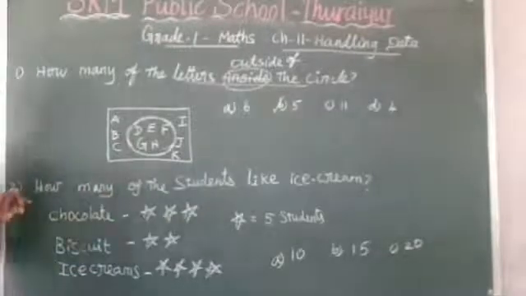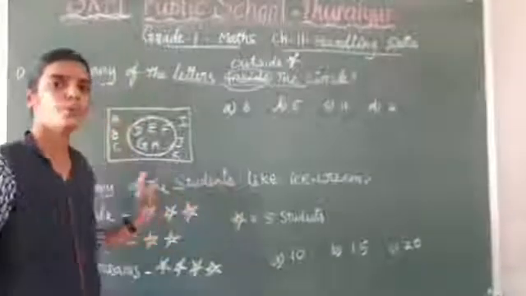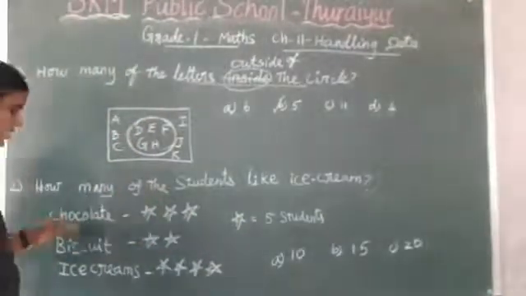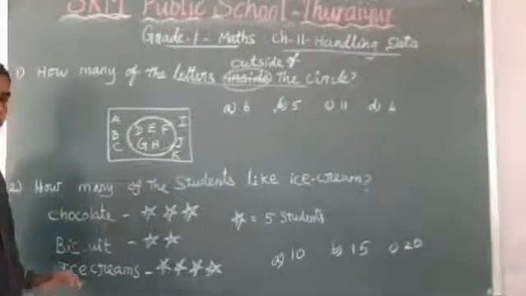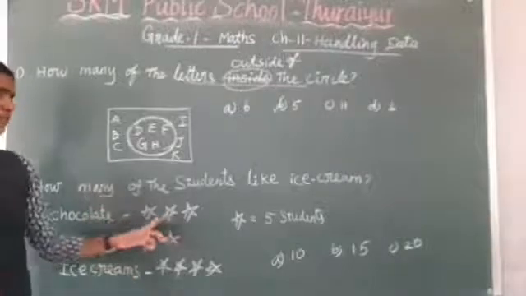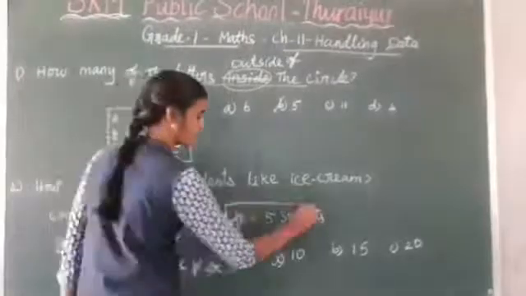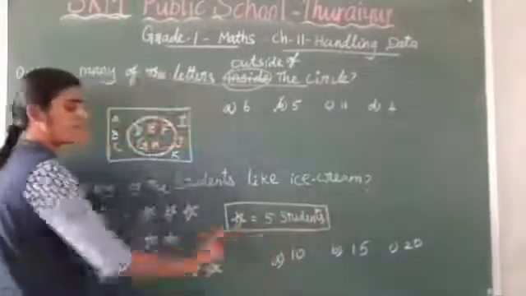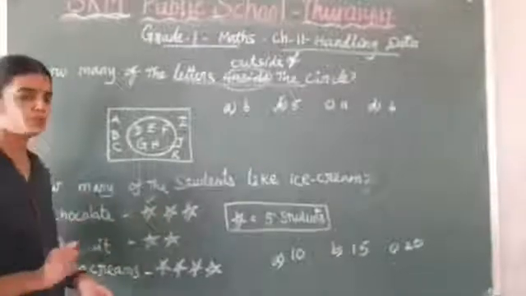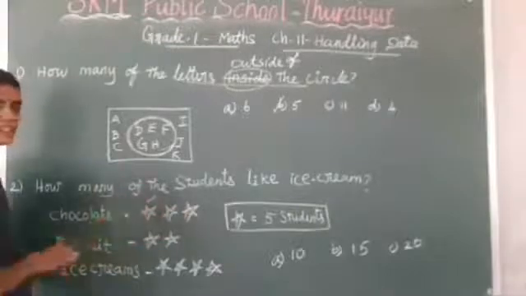See here, how many of the students like ice creams? See, first one chocolate, biscuit, ice creams. This is using pictures. You have to think these are the children, these are the students. 1 star means 5 students. 1 star denotes how many students? 5 students. So before that, you have to find out how many students are in this.